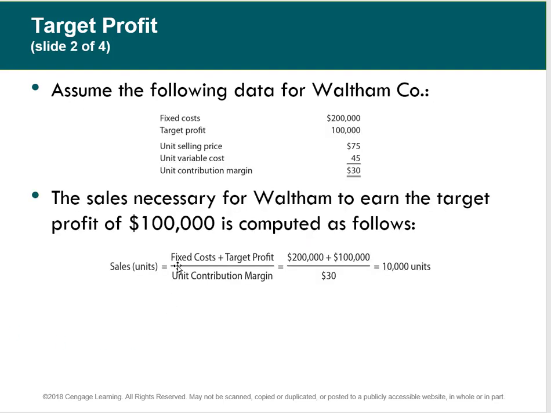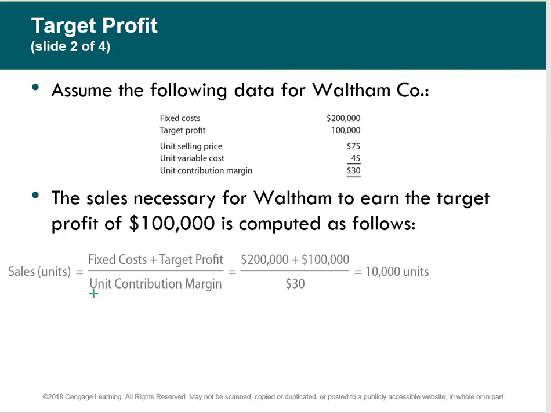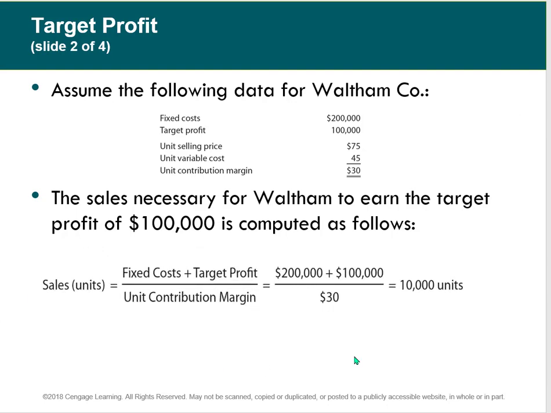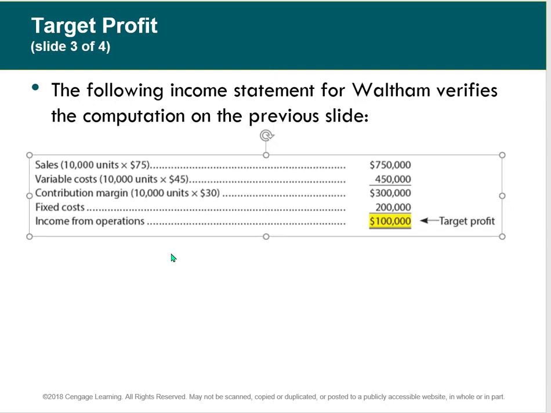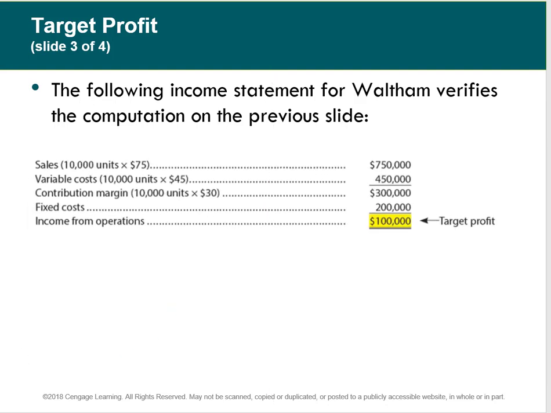And here's our example. I want to earn $100,000 here. So I've got $200,000 in fixed costs plus $100,000 in target profit. My contribution margin right now is $30 per unit, so I need to sell 10,000 units. Okay, if I sell 10,000 units, then we'll cover our break-even, our fixed costs, and we'll also earn a target profit of $100,000. And here's the proof of it here. Okay, you can see that it works though. And we're just about done.